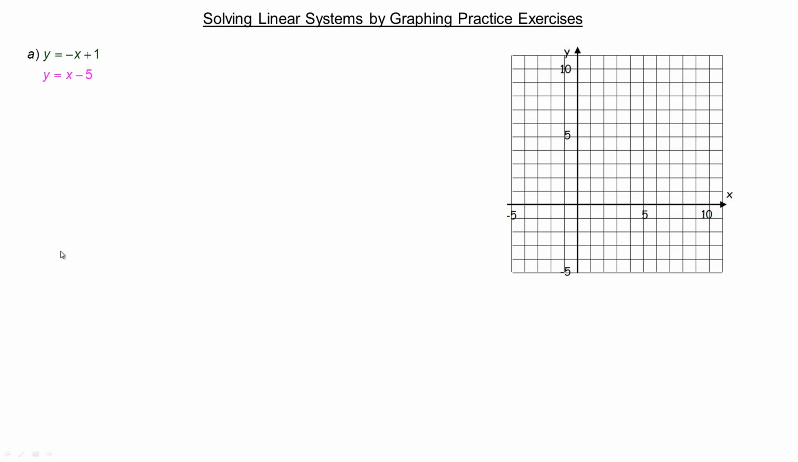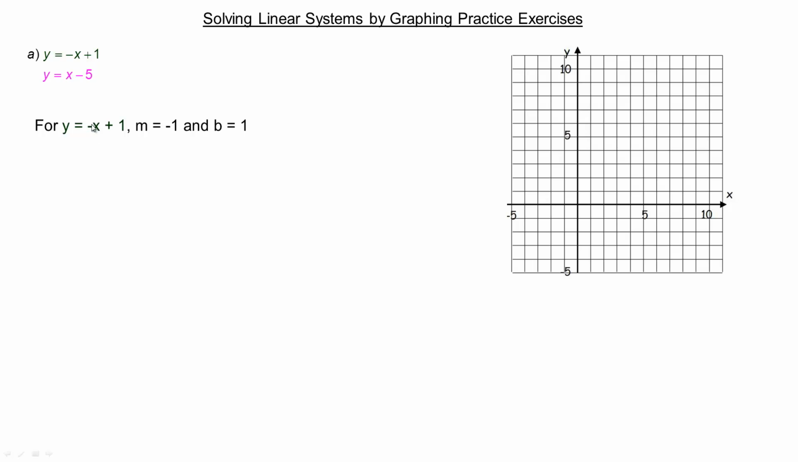In this tutorial, we're going to take a look at three examples of solving systems of two linear equations by graphing. So the first one here, y equals negative x plus 1 and y equals x minus 5. Both the equations are in y equals mx plus b form, so that's probably the most convenient way to graph them. So let's start with y equals negative x plus 1.